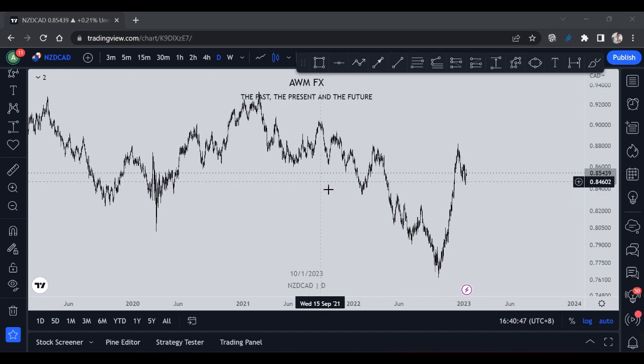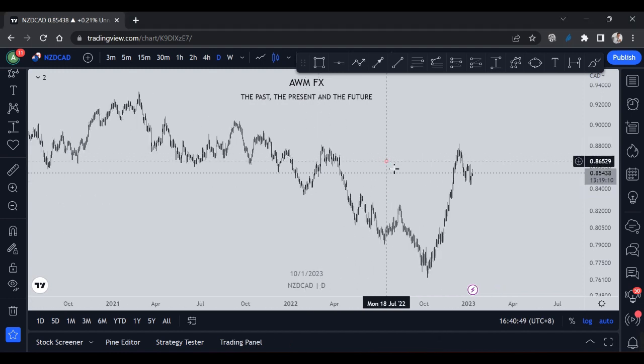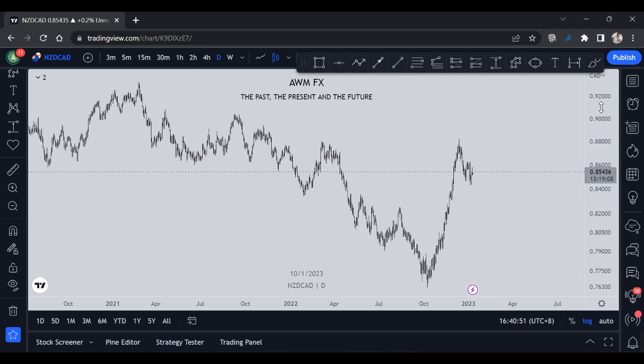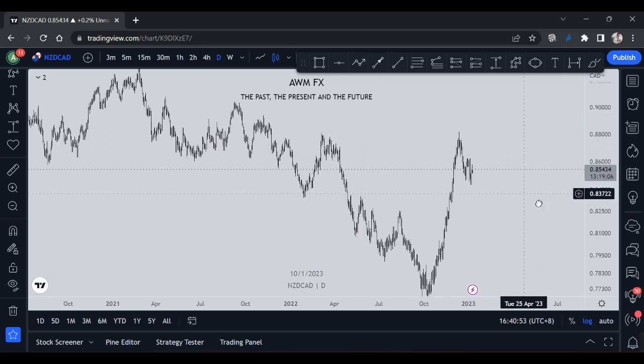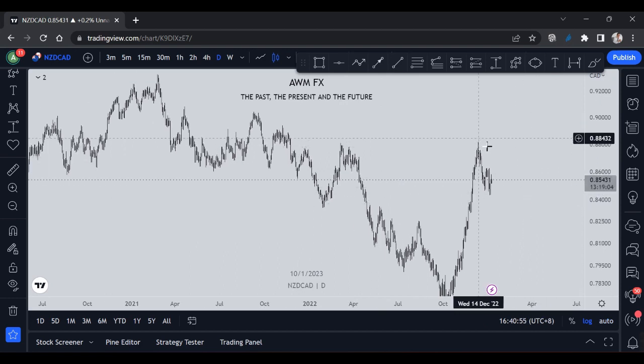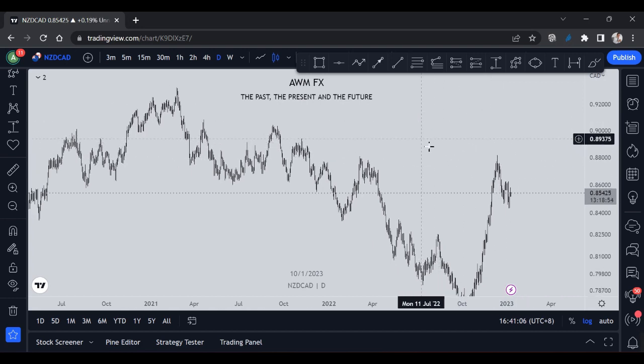Alright, so today I'll talk a little bit about price structure, because all this while I've talked about supply and demand. It might be a little bit boring, but some of you don't understand that the way we work with supply and demand together is with price structure. Right, so now I'm looking at the NZD-CAD daily chart.